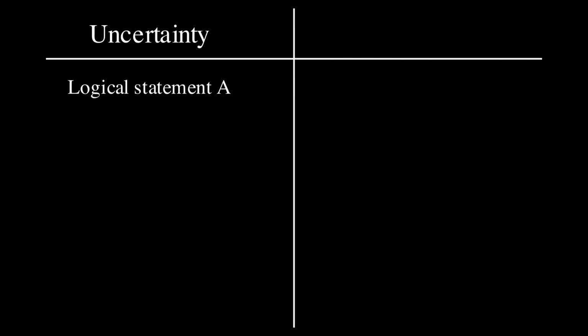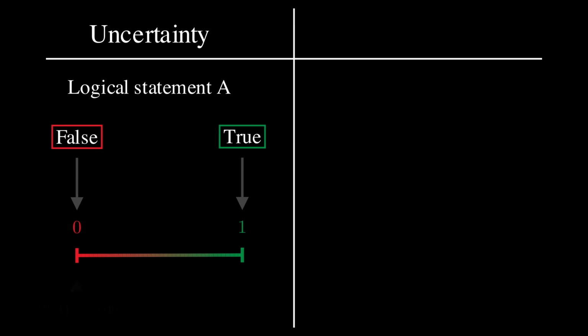First, in terms of uncertainty. So, if we have a logical statement A, it can be either false or true, which we can represent by the numbers 0 and 1. Probability theory extends this idea by allowing every value in between. The statement A can be almost surely false, very unlikely, somewhat likely, highly likely, or almost surely true. So instead of only allowing for black and white, we now have a whole spectrum of gray in between.